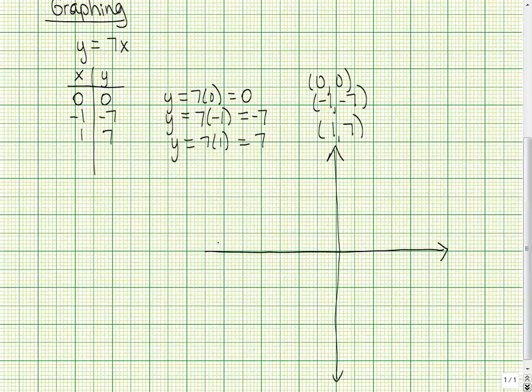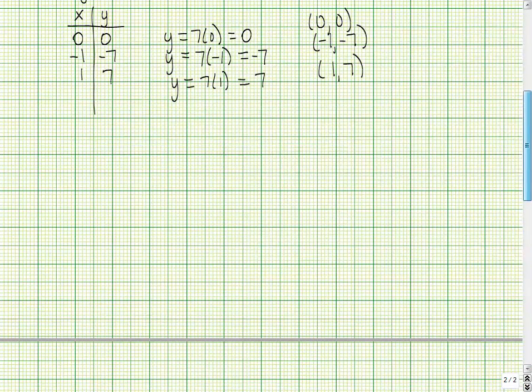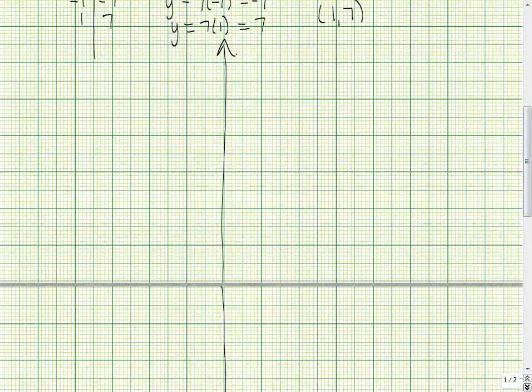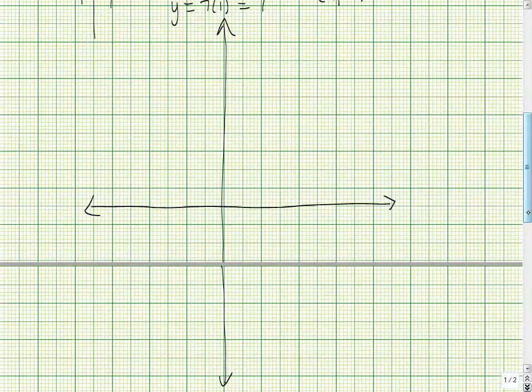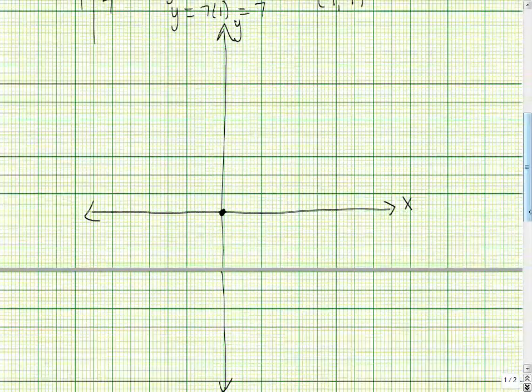Okay, graph. I don't think that's going to be quite big enough, is it? Let me make that just a little bit bigger. Okay, so we're going to graph our 3 points. 0, 0 is right here in the middle. This is your x-axis, by the way, and this is your y-axis. The x-axis goes across, y-axis up and down.